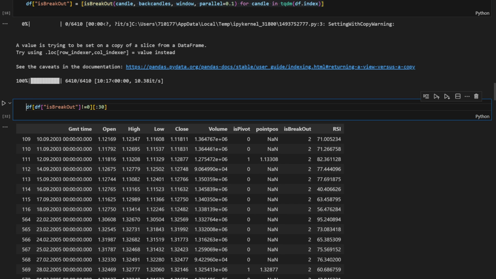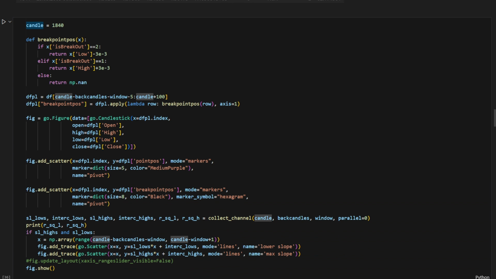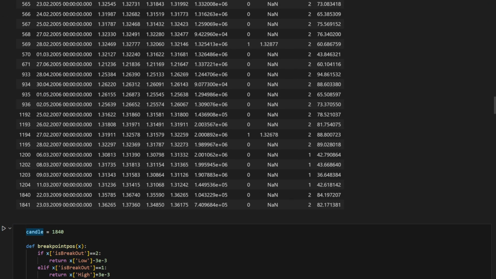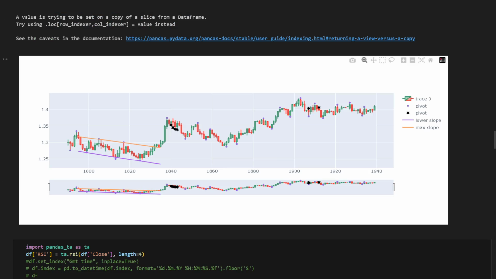And here I'm printing all the candles where I have a signal that is different than 0 that we will be using later on. So we can visualize these signals as well. So I'm looking, for example, for 1840, like this candle. Let's check it out. So this cell is just going to plot the candles, plot the pivot points, and then plot the signals or the breakout points as well. Let's take a look at this.